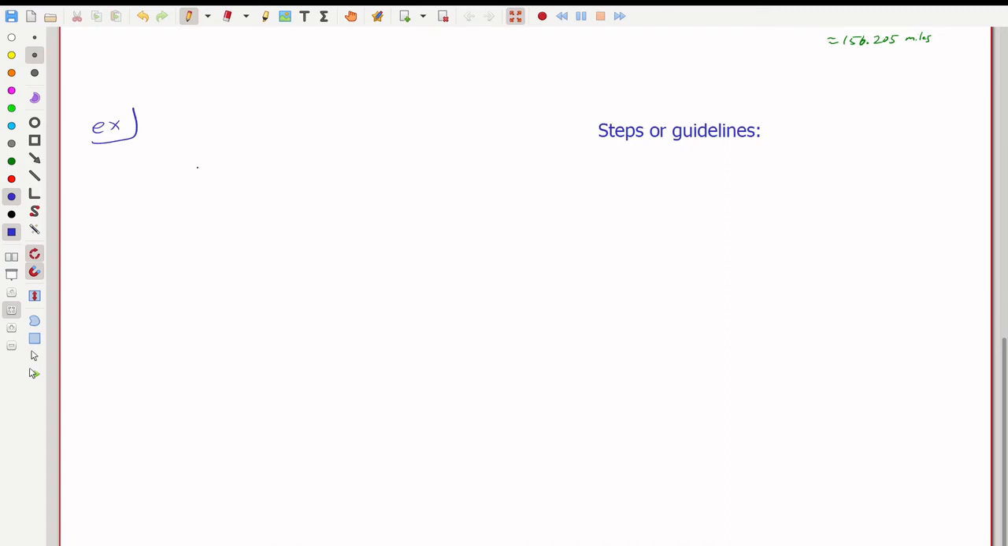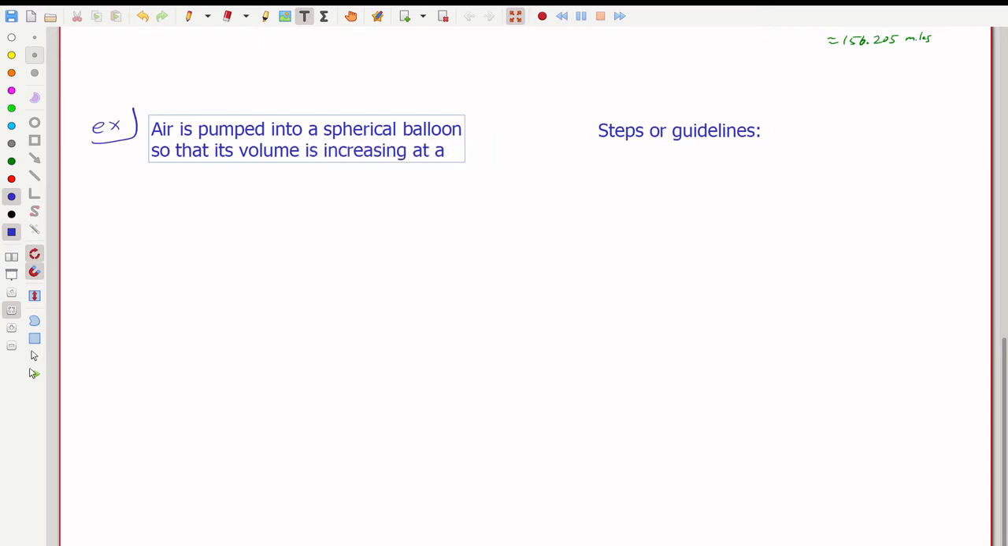All right, so here's our problem. I'll type this out. Let's suppose that air is pumped into a balloon. We're going to assume that the balloon is a perfect sphere because we have a nice equation for that. Real balloons have kind of a weird oblong shape that would be a little bit more challenging to model, so we're just going to ignore that for now. Okay, so air is pumped into a spherical balloon so that its volume is increasing at a constant rate of 100 cubic centimeters per second.